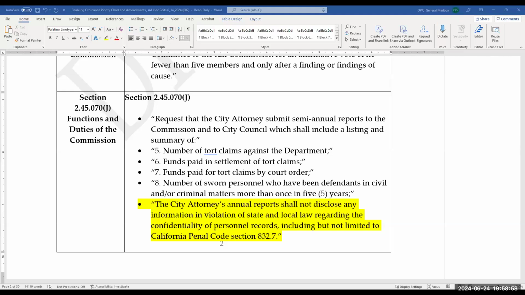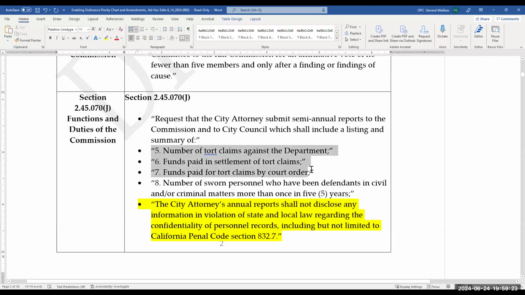Yes, let me mute this. Number 6 and 7. Number 5 says the number of tort claims against the department. We should probably include against the department in both 6 and 7. Okay.